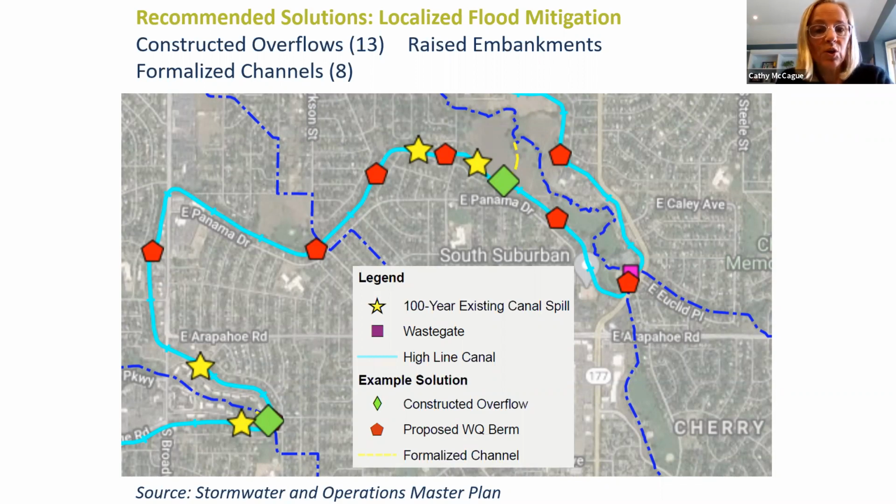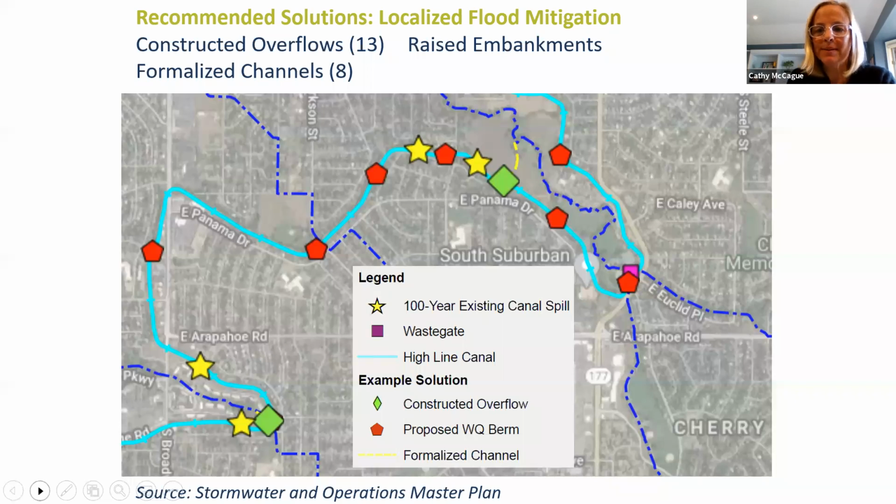And the green diamonds are the constructed overflow. So those are opportunities where we can move water away from and reroute it away from the canal to help mitigate floods. The yellow dotted line there kind of in the middle, it's a little bit hard to see, off of East Panama Drive. That is, thank you, Tori, that is a formalized channel. So we're gonna move water away from and towards a natural waterway. And also there's opportunity to raise embankments. We recently heard about a study being done with Aurora Water, and they can raise the embankments along their canal to increase the freeboard to allow for stormwater conveyance.